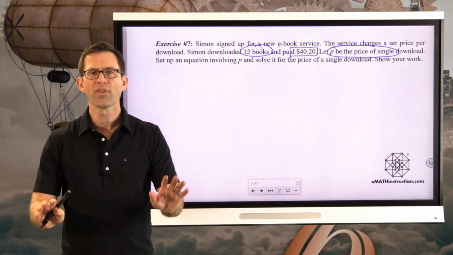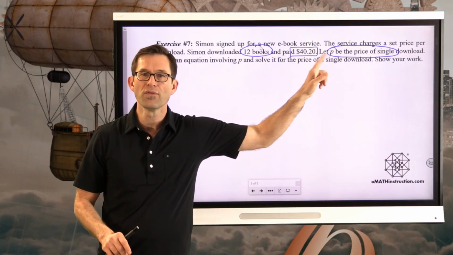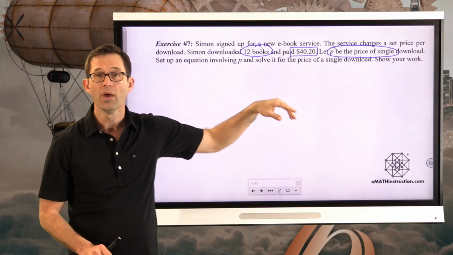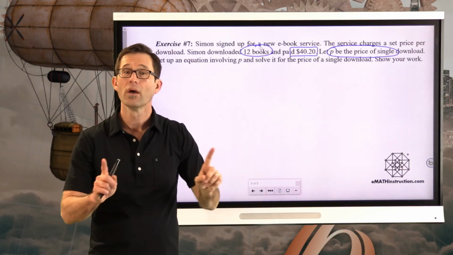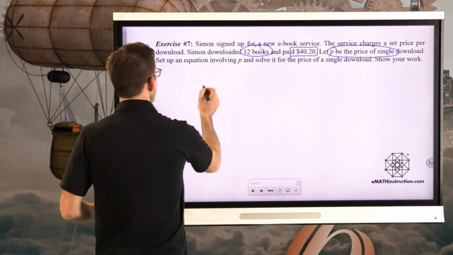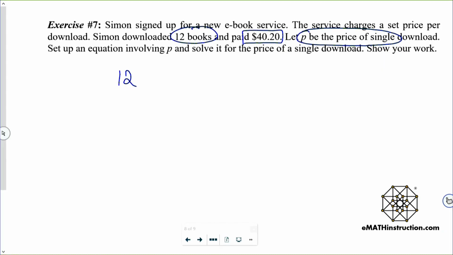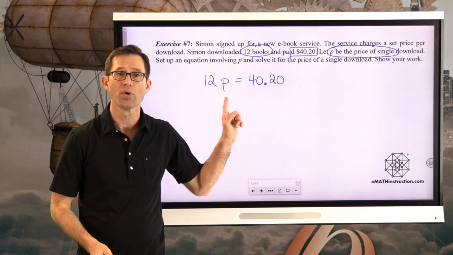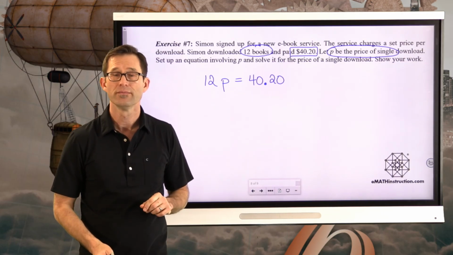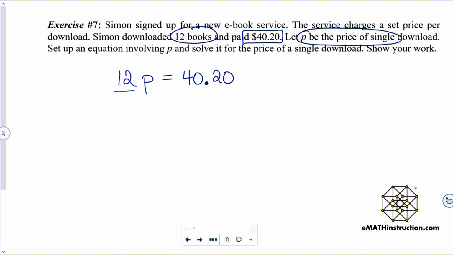Now, again, think about if you knew the price of the single book. If you knew that and you wanted to know the total, you'd take the 12 books, you'd multiply it by the price per book, and that would tell you the total. In this situation, we're going to have 12 times the price of the book must be equal to $40.20, right? That really is modeling what's going on here. 12 books times the price per book is equal to the total amount spent. Now, to solve this, we can simply divide both sides by 12.